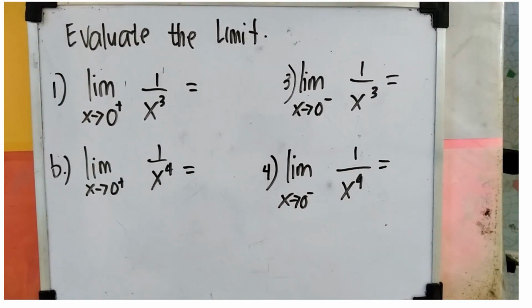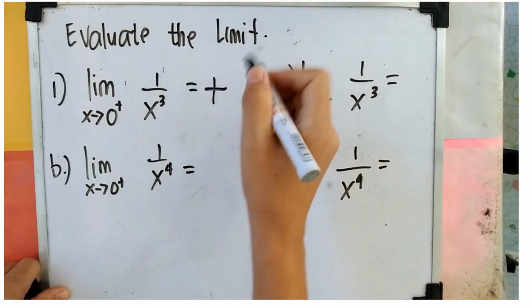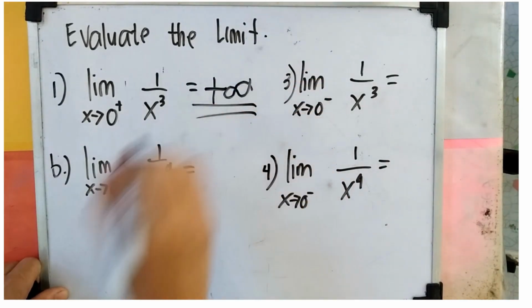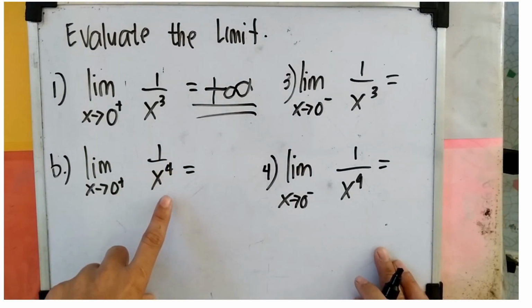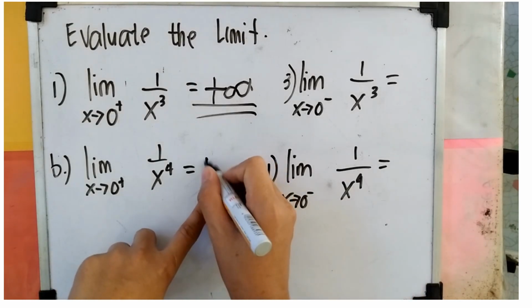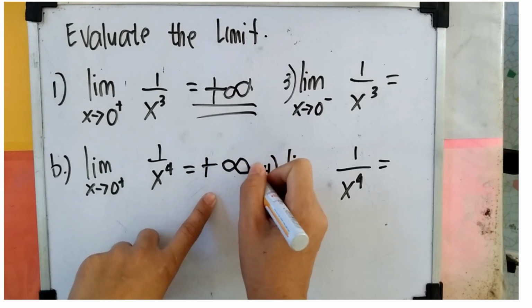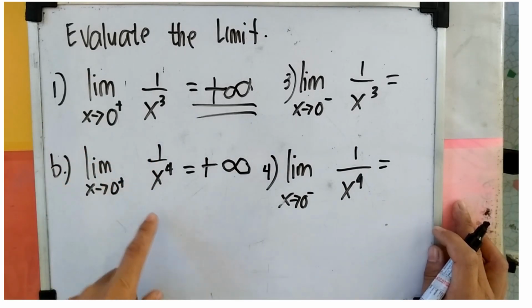Okay, let us apply the theorems that I wrote. Example number 1, the limit of 1 over x cubed as x approaches 0 from the right. When it is from the right, the answer is always positive infinity. How about this one? The limit of 1 over x to the power of 4 as x approaches 0 from the right, that's still positive infinity. It doesn't matter if the exponent is odd or even.